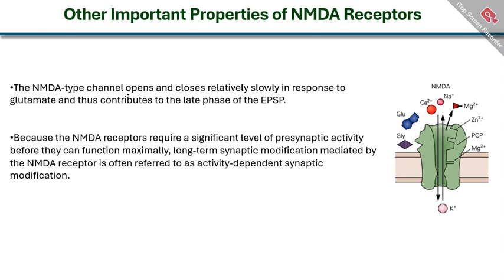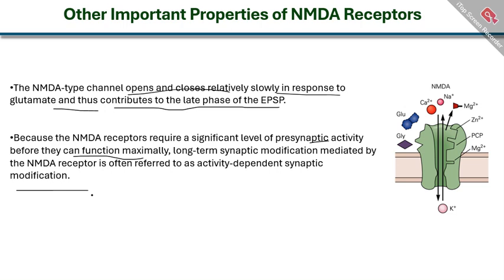Further, the NMDA channel opens and closes relatively slowly in response to glutamate. So the kinetics of the NMDA receptors are relatively slow, and it contributes to the late phase of the EPSP that we have discussed. This is because NMDA receptors require a significant level of presynaptic activity before they can function maximally. So long-term synaptic modification mediated by the NMDA receptors is often referred to as activity-dependent synaptic modification.